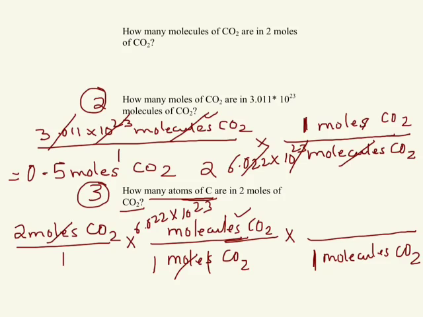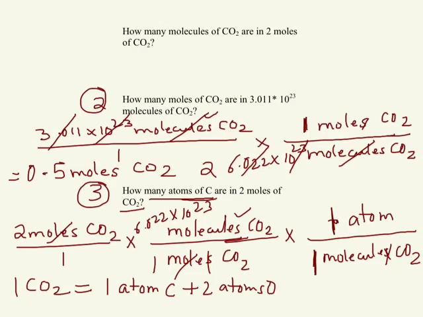Now, here's the thing: one molecule of carbon dioxide. If you look at carbon dioxide, we say one molecule of carbon dioxide is made up of one atom of carbon and two atoms of oxygen. So in the conversion factor we can say one molecule of carbon dioxide has how many atoms of carbon? One atom of carbon. So now when we cancel molecules with molecules, what is left? Carbon.